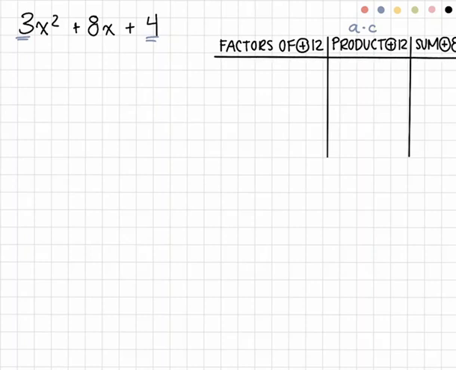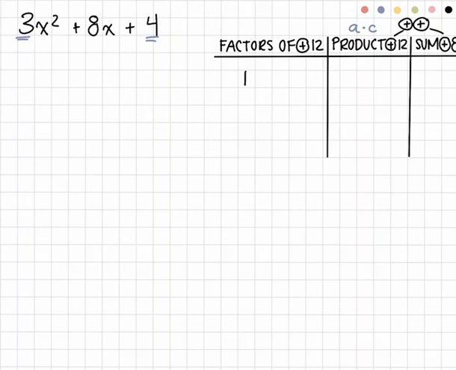Now, are my factors going to be both positive, both negative, positive and negative? What are they going to be? Well, I have to look at what signs I have here. I have a positive and a positive, so I know that my factors are both going to have to be positive. Okay, so let's start with the factors of 12.